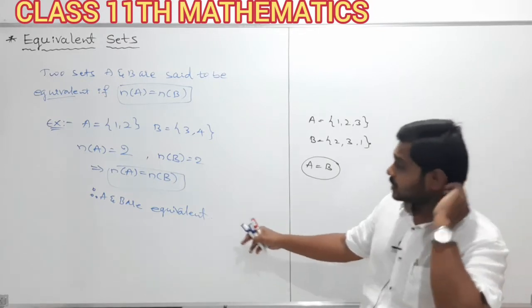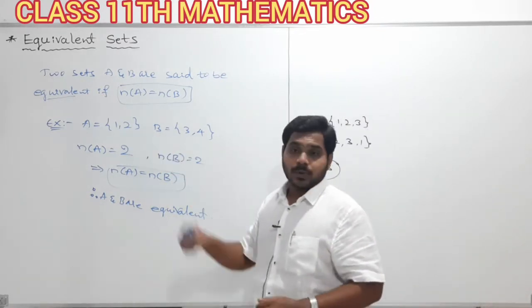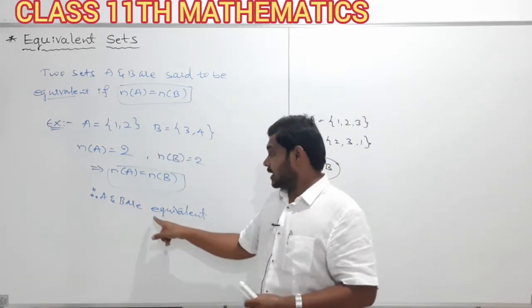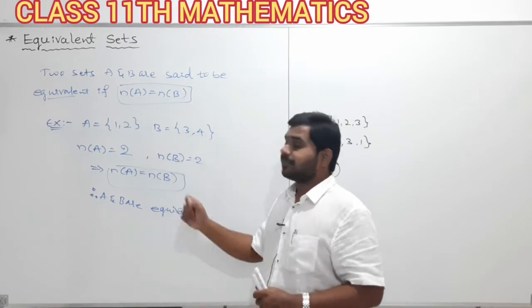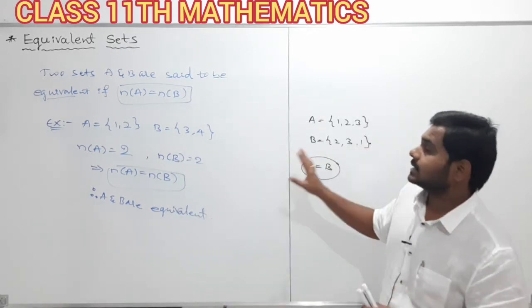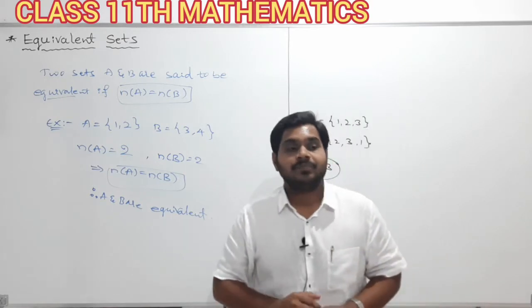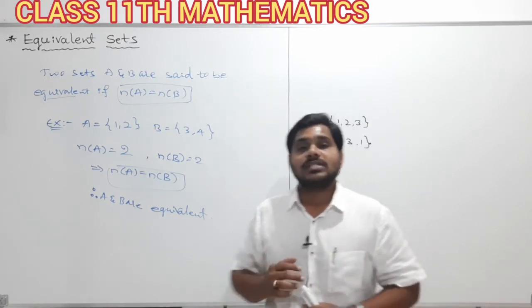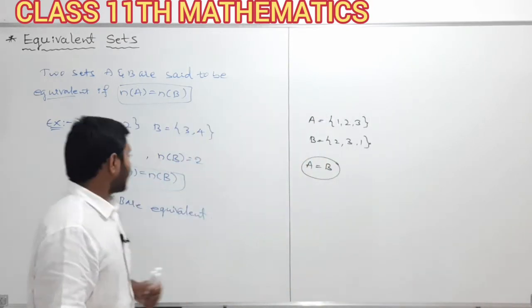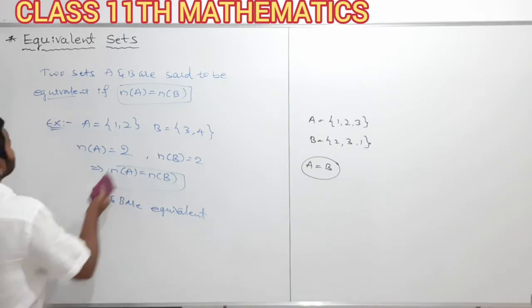But here what happens, my students? If two sets are equivalent, then they may not be equal. In all cases, it may not be equal. Clear? So this is the concept you should know, my dear students. And next we will move to the next concept, that is subsets.